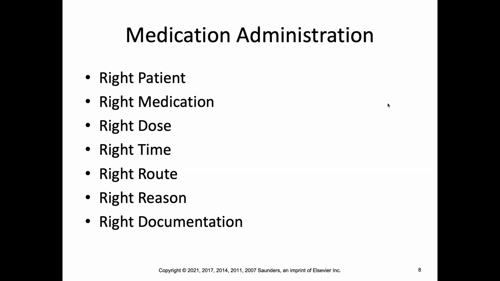So patient is the individual you're going to be giving the medicine to. Medication is the drug itself. Dose is how much of it are you giving, or at what strength are you giving it. And then the time, is it too early, too late, on time? Is it supposed to be twice a day or every 12 hours? When you come to the route, is it something that you need to give by mouth, or is it something that needs to dissolve under someone's tongue? Those are two different routes.